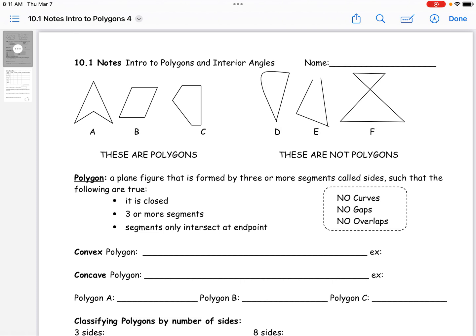Alrighty, polygons. A, B, C are polygons. D, E, F are not polygons. So things you might notice D, E, F have: curves, open parts, crosses. So you can't have curves, no gaps, no overlaps.